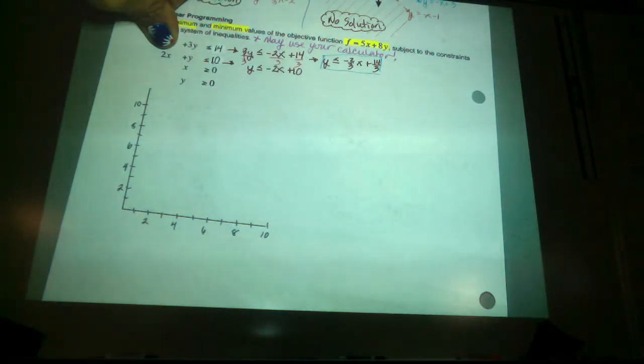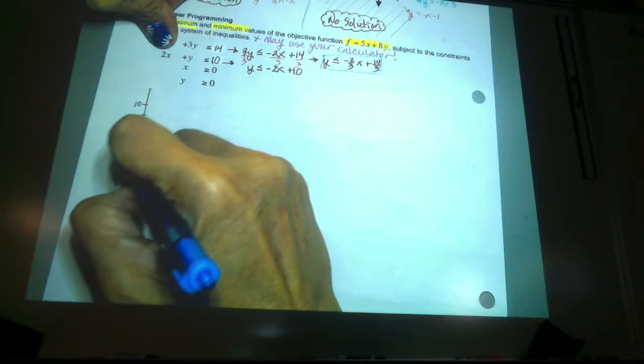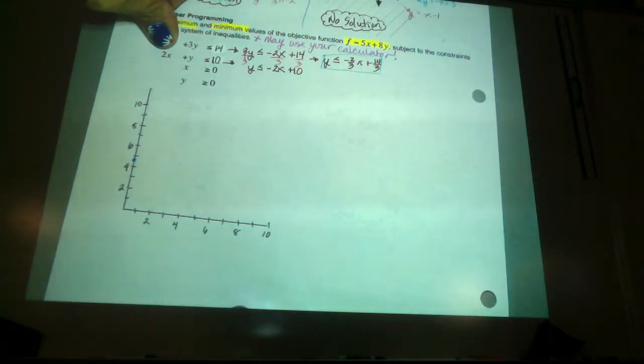14/3. 3, 6, 3, 5, 4 and 2/3. Wow. So 4 and 2/3 would be right about here. Right? That's 4 and 2/3, that's my y-intercept.